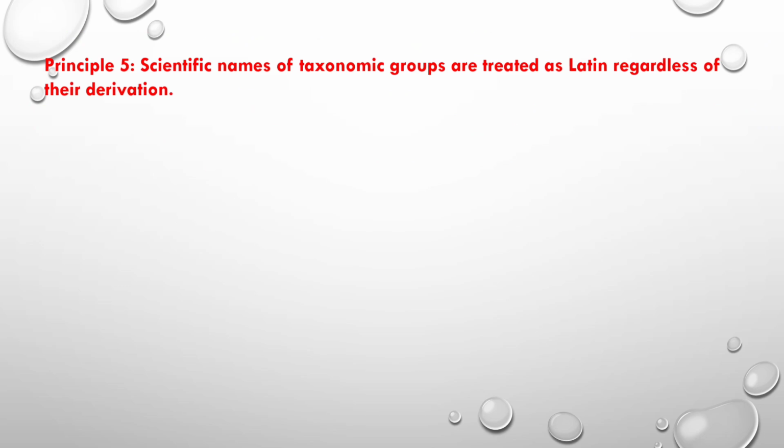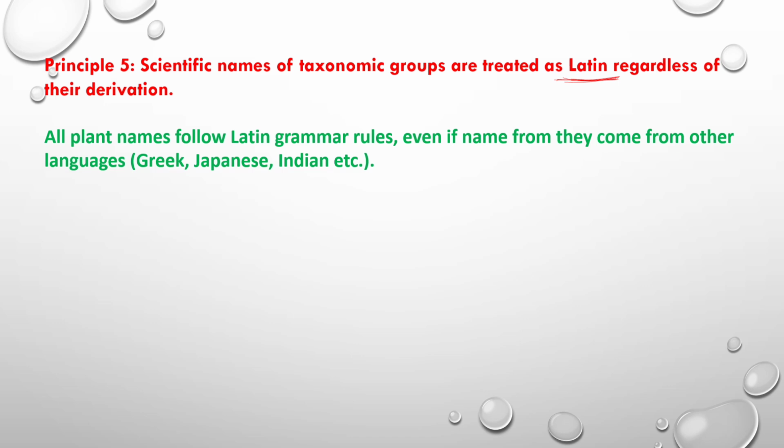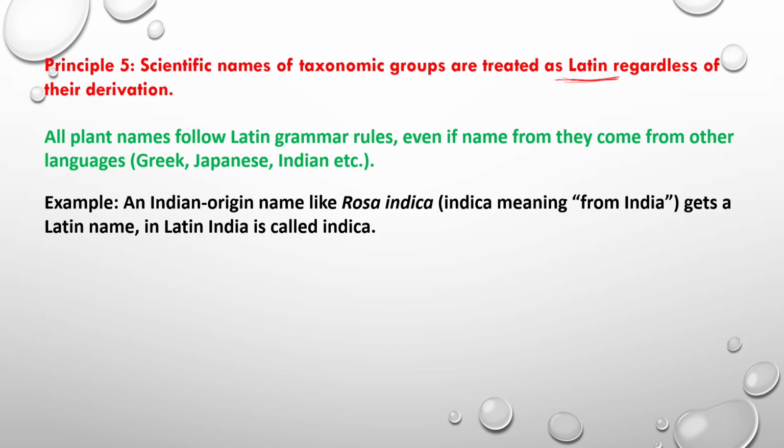Now coming to the fifth one: scientific names of taxonomic groups are treated as Latin. Every scientific name, regardless of its origin, will be written in the Latin language, and the rules of Latin grammar will be used. All plant names follow Latin grammar rules. If their origin is from another language, they will be converted, or you can say translated, into Latin. For example, for the Indian-origin name Rosa indica, indica means from India. It gets its Latin name because in Latin, India is called Indica. That's why it is Indica.